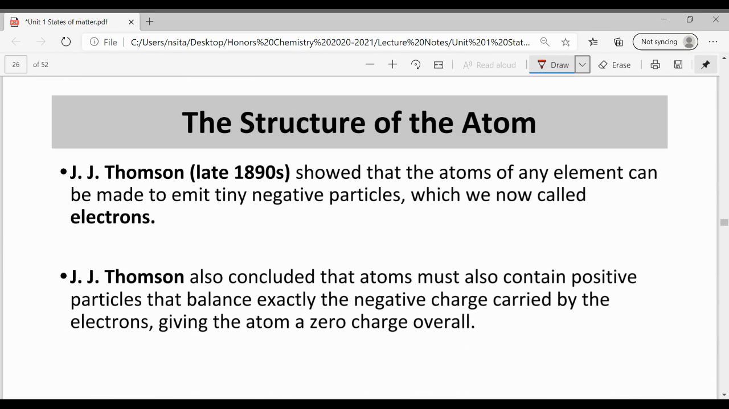Now, the structure of the atom. Let's take a look inside the atom. The first person who looked into that is called J.J. Thomson. What he did, he discovered the electron. And then he knew that if you have an atom which is neutral, and you have a negative charge, that means that you also have to have a positive charge to balance out the negative charge, right? So Thomson discovered the electron, and he also discovered the positive charge, which is called the proton.